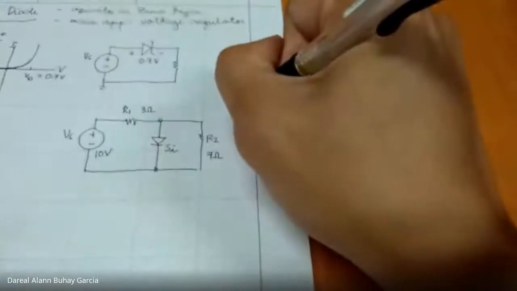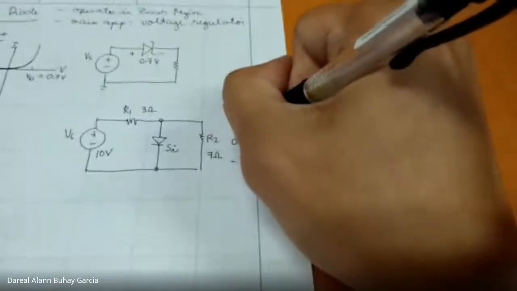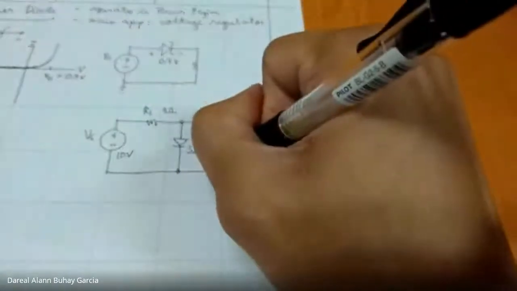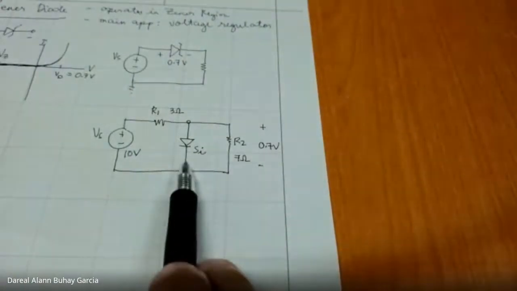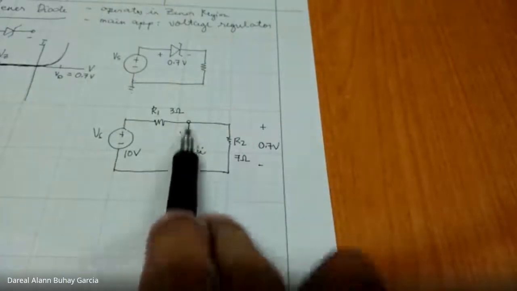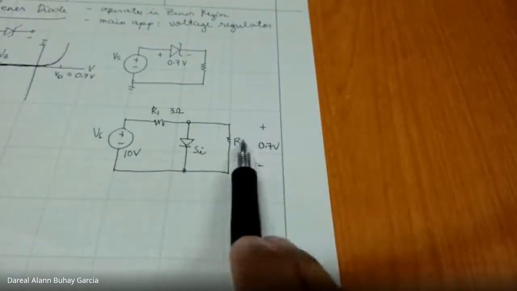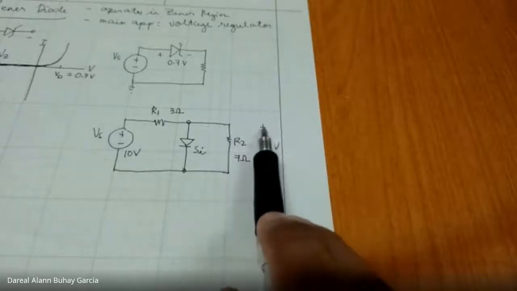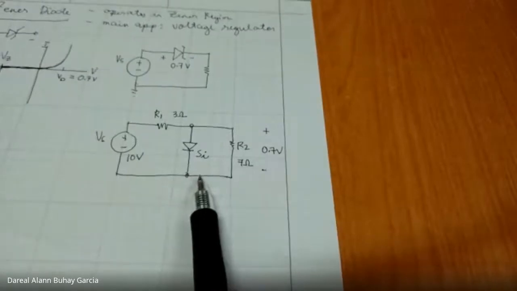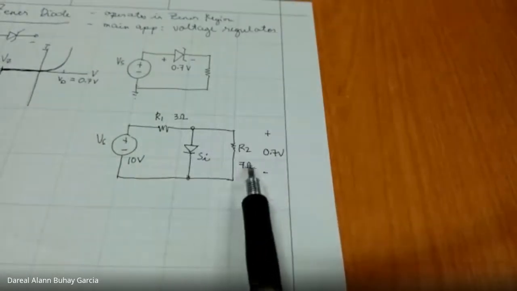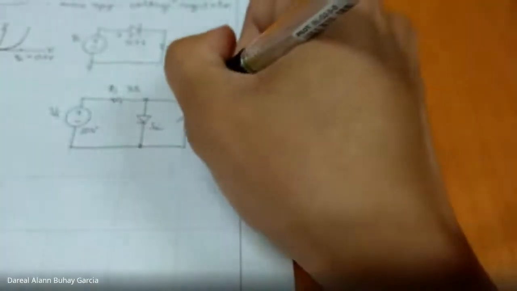It's still 0.7 volts, no? So bisan unsa na to bali-bali tungod kay silicon diode is not in parallel with respect to R2, ang voltage drop ni R2 will always be 0.7, no? So somehow in this particular case, na-regulate, di ba? Na-regulate ang voltage drop kay R2.